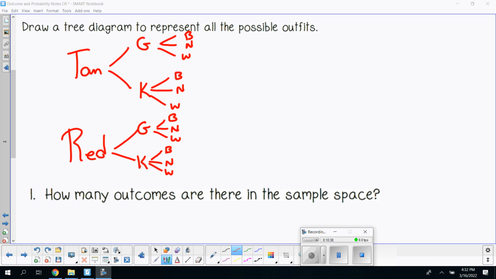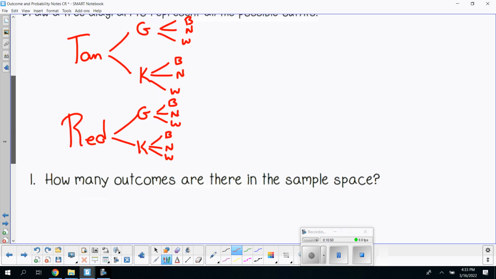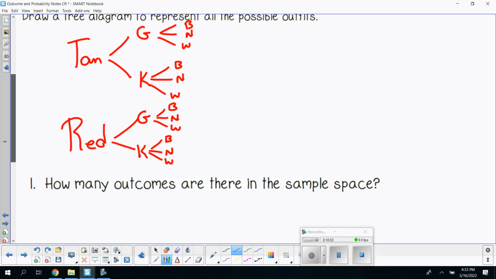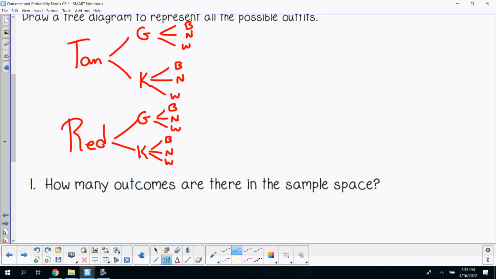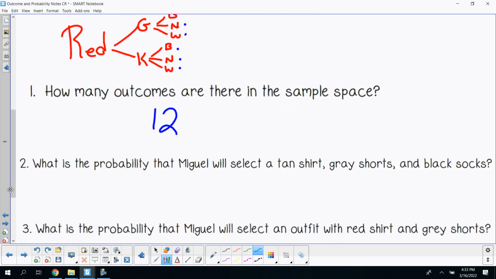Here's my tree diagram for the tan and red t-shirts, and then the gray or khaki shorts, and the 3 pairs of socks, black, navy, and white. Let's use this tree diagram to answer our questions. How many outcomes are there in the sample space? There are 12. We do 1, 2, 3, 4, 5, 6, 7, 8, 9, 10, 11, 12. So 12 possible outfits. What is the probability that Miguel will select a tan shirt, gray shorts, and black socks? That is going to be a 1 in 12 probability.